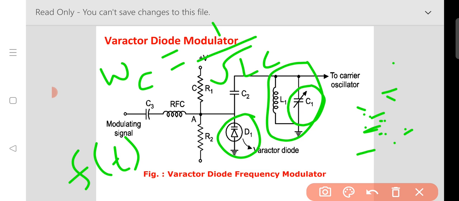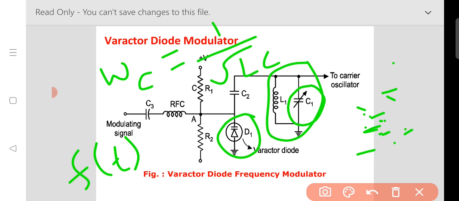Just wait, let's see how the diode acts as a varactor. The reverse bias scenario exhibits this nature, variable capacitance. You should remember that the diode is connected in reverse bias. Let me read it out once again: an oscillator whose frequency is controlled by a modulating voltage is known as a voltage control oscillator. Okay, is it clear?